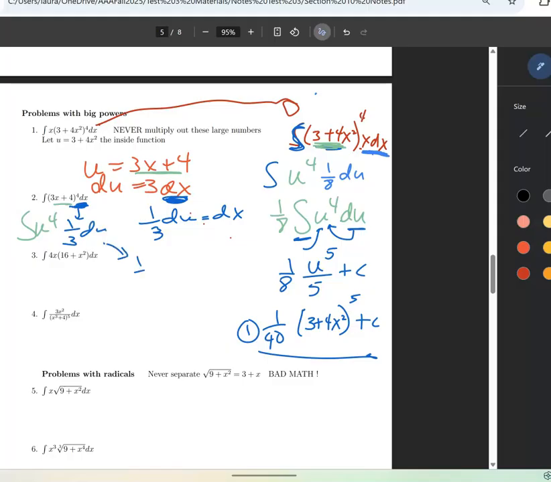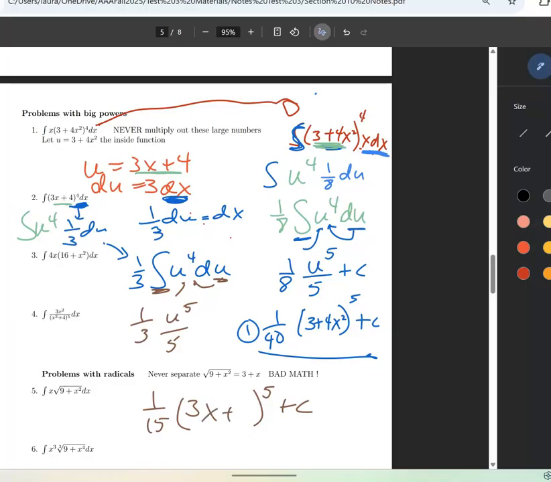Again, I'm just going to take the time to rewrite it, u to the 4th du. So this integral sign and du just mean take an antiderivative of that. So I get u to the 5th over 5, and then 1 over 15. Always put the x's back in. So the x was 3x plus 4. So that's the answer for number 2.